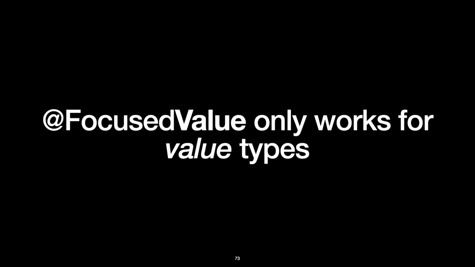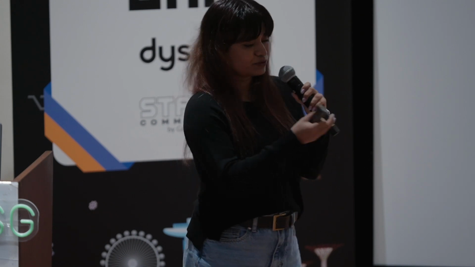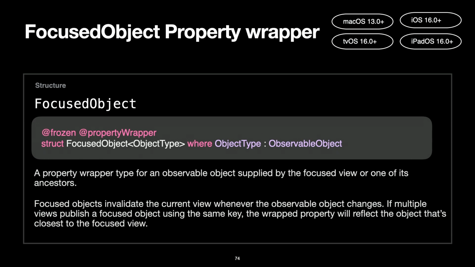Now, something I didn't mention before, FocusedValue by definition only works for value types. What I mean by this is when your focused views supply a property, it needs to be a value type. And luckily, I created a struct, so vehicle was a value type, so it worked out perfectly. But what if you're providing observable objects? You have another property wrapper. Thanks, SwiftUI. One change though, this came 2 versions late. This only came in version 16, iOS, iPadOS, and tvOS, and macOS 13.